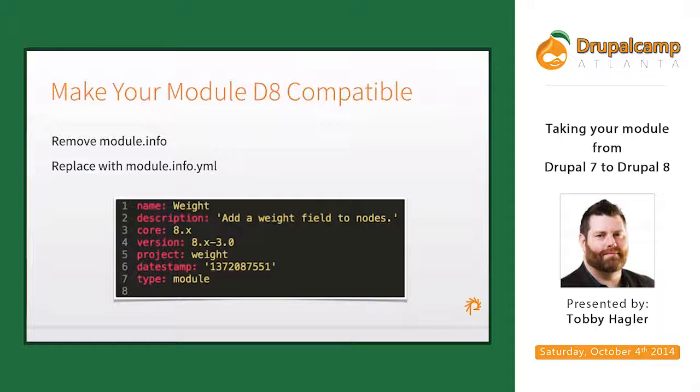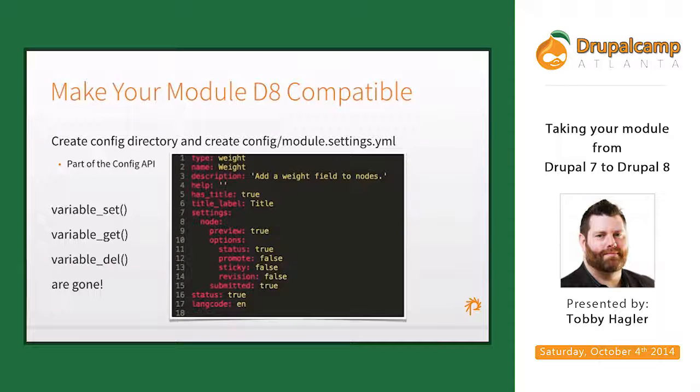And to be fair, this was done actually with the Drupal module upgrader. It generated all these YAML files for me. I didn't have to do all that. But all of these YAML file formats are very well documented on Drupal.org, and I'll show you where those are at in a minute. Is the core delimiter going to stay 8.x or is it going to be 8.0.x?